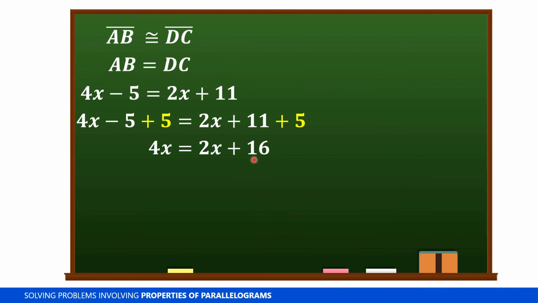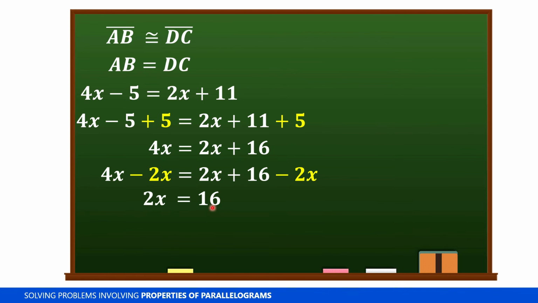Now, on the right side, we have to eliminate 2x. So to do that, let's use addition property of equality. Let's add negative 2x to both sides of the equation to eliminate 2x. So 2x minus 2x, that is equal to 0. So 16 will remain on the right side of the equation. And then 4x minus 2x, that is equal to 2x.